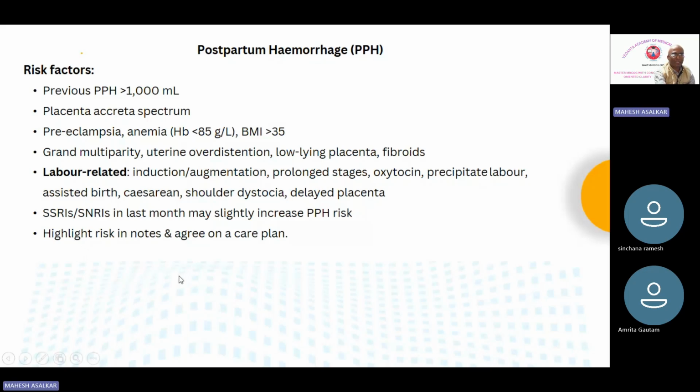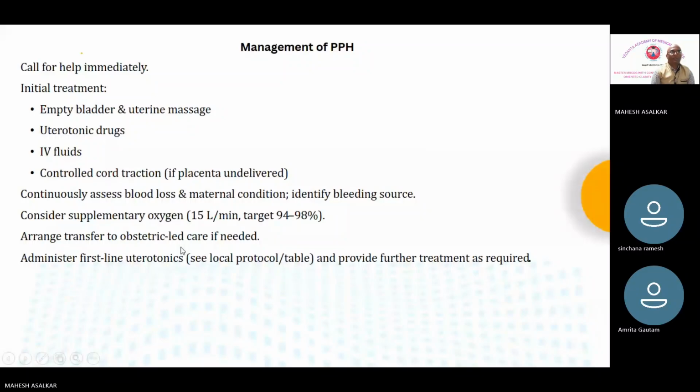So it should be noted down in her plan. Okay. Management of PPH. Actually, this all we have seen in a separate guideline.